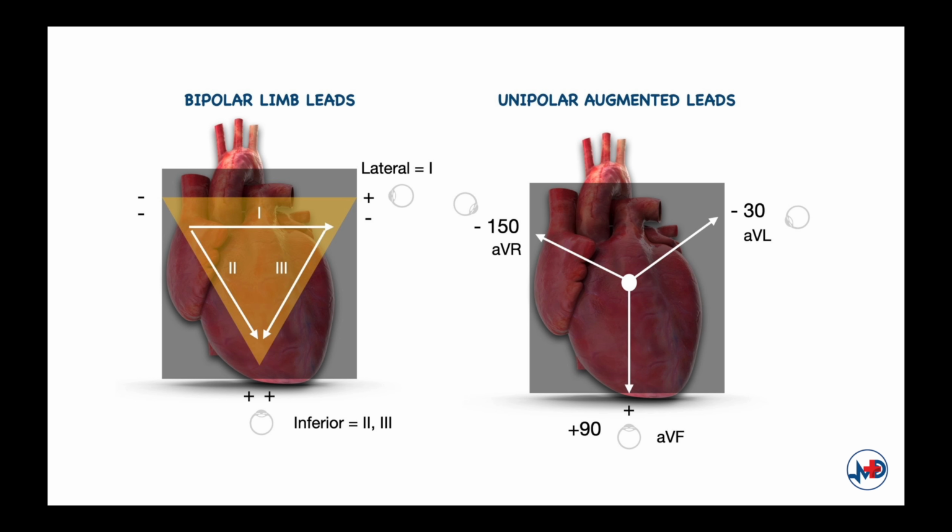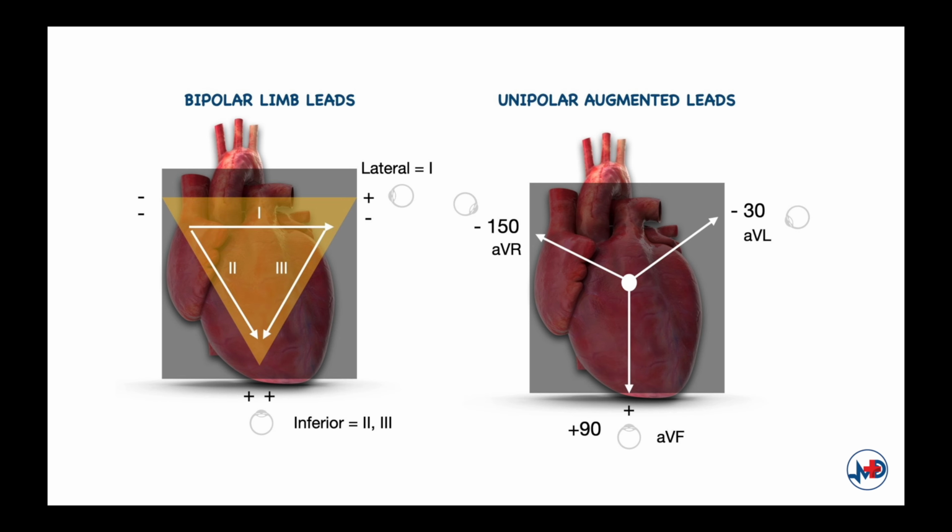The electrical conduction of the heart is picked up and demonstrated by the 12 leads on a 12-lead ECG. There are 3 bipolar limb leads, 3 unipolar augmented leads, and 6 unipolar chest leads. The electrons move from negatively charged rods to positively charged rods, and the direction in which they move is the direction of the waveform.